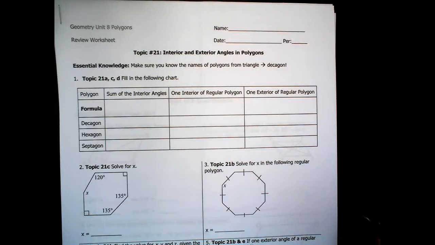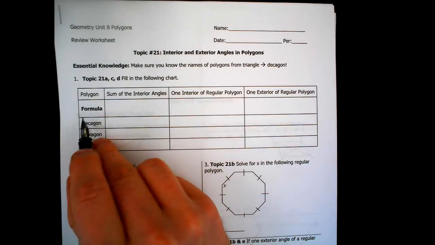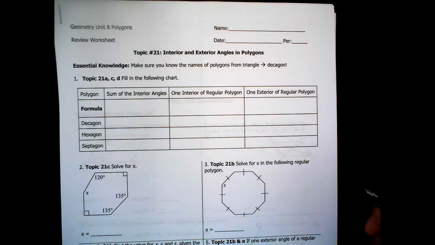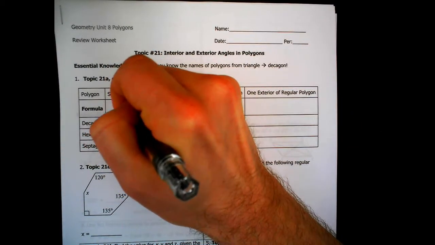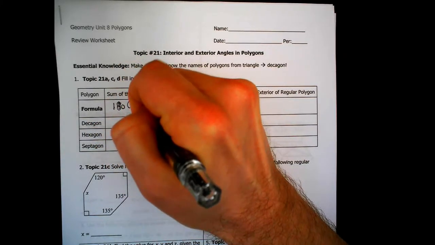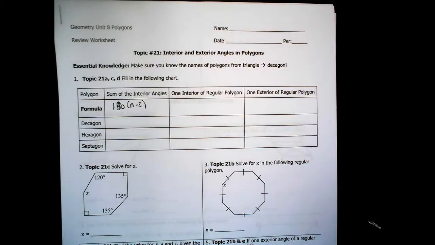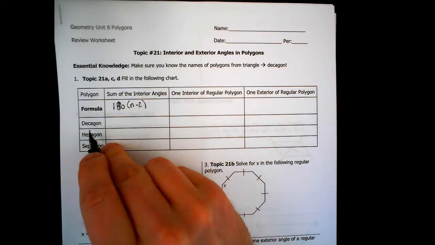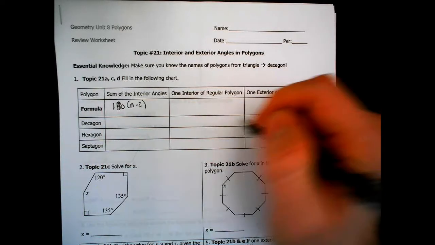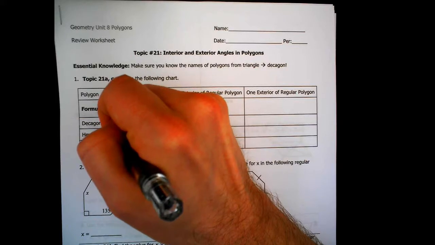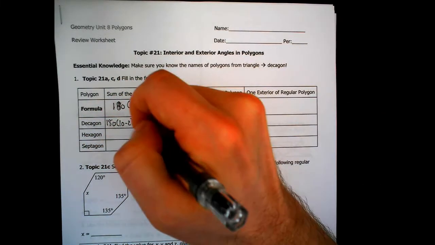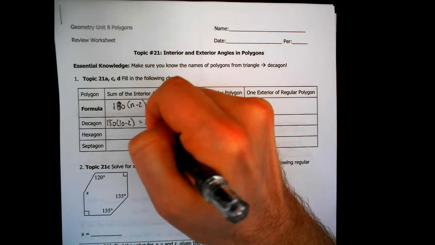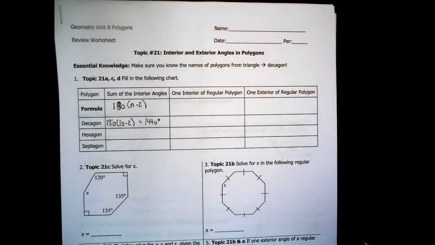Question number 1, fill in the following chart. The formula for the sum of the interior angles of any polygon, regular or otherwise, is always 180 times n minus 2, where n is the number of sides. So if we wanted to find the total for a decagon, the prefix deca means 10, so our value of n would be 10. So 180 times 10 minus 2 will give us a total of 1,440 degrees for all of the interior angles.